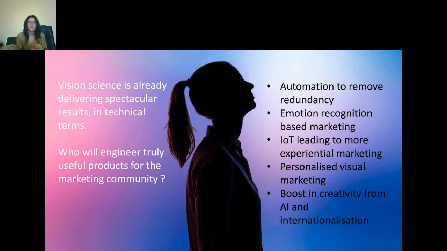Then we've got emotion recognition based marketing. You've seen facial expressions, though we didn't see the labeling of them, but emotion recognition is pretty sophisticated these days. So you will see more marketing that is responding to people's emotions, the facial emotions on their faces.